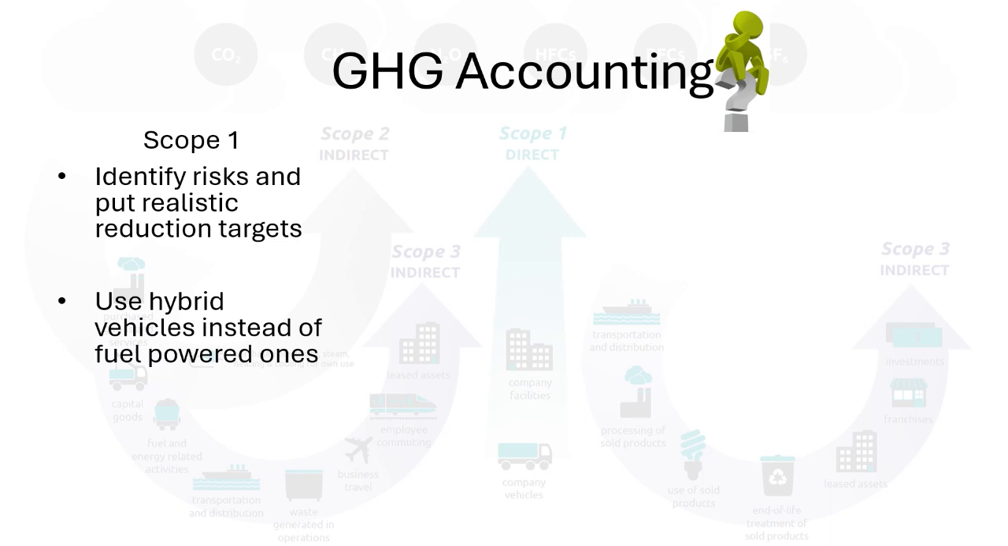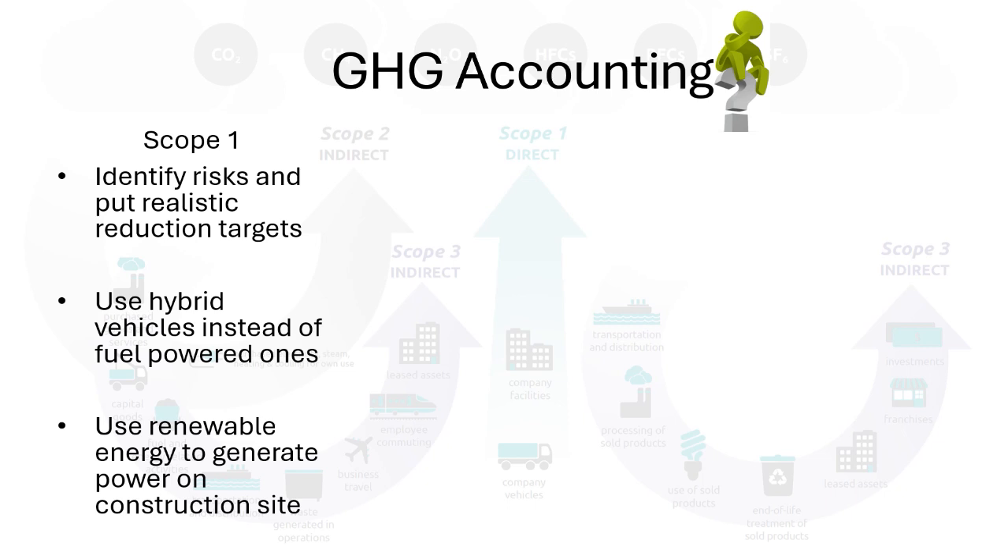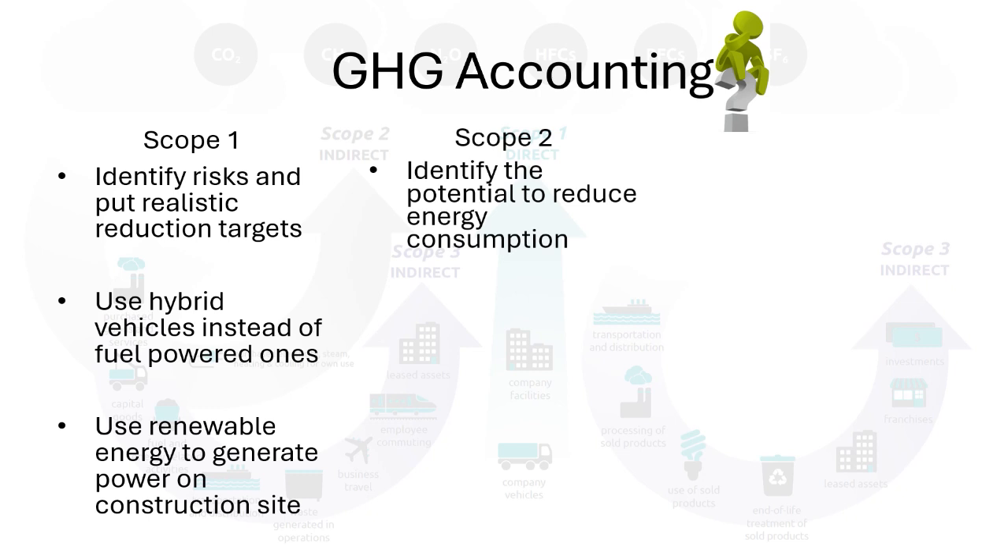In the previous example, a company can use renewable energy to power part of the construction site. Similarly, a company can put energy efficiency measures to reduce Scope 2 emissions and set realistic targets to reduce their consumption. It will not only help the environment but also reduce their monthly bills.